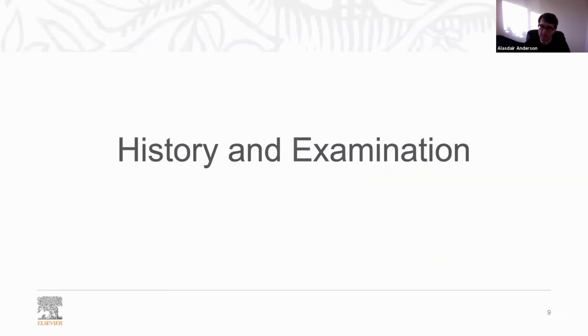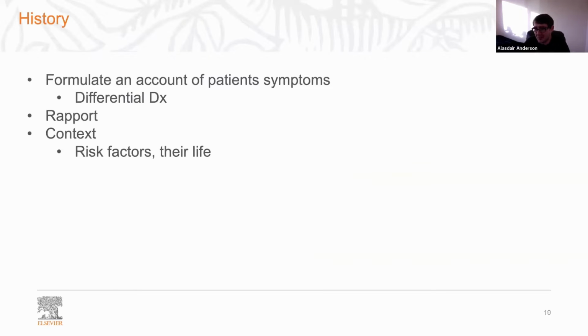The second one is history and examination. Now, you don't really need me to tell you how important it is to be able to take a good history and do a good examination. The purpose of the history is to formulate an account of the patient's symptoms so that you can start to think about what your differential diagnoses are. So you can start to think, what's the patient in front of me likely to be coming in with? What questions do I need to ask? What do I need to include? And what do I need to exclude as possibilities? And that helps inform your examination, but also the tests that you order afterwards to help diagnose the condition.